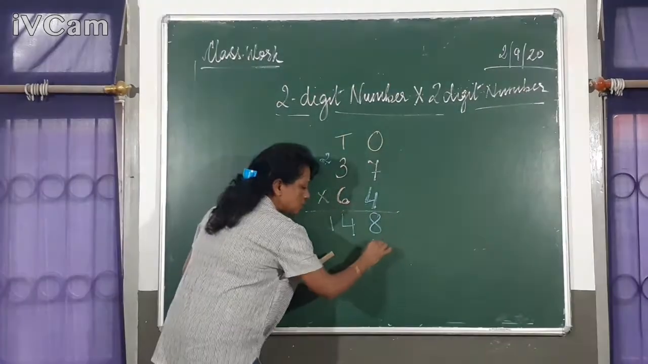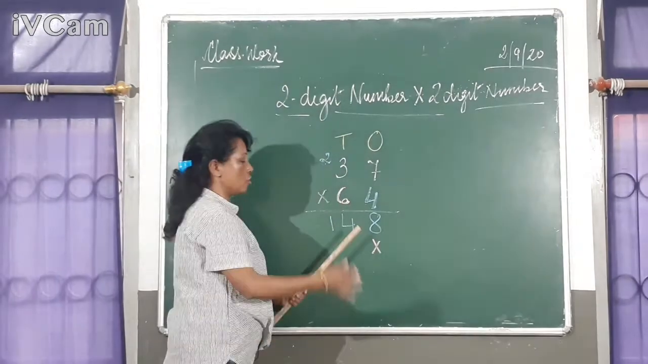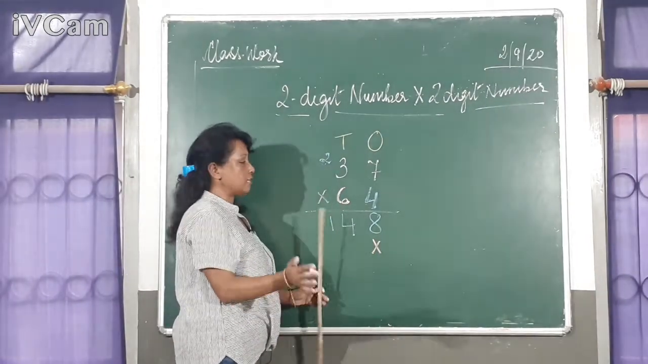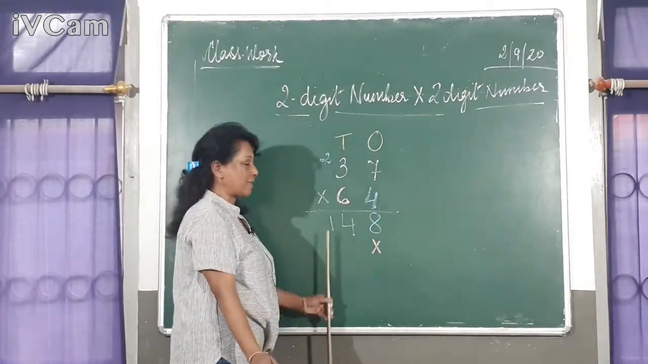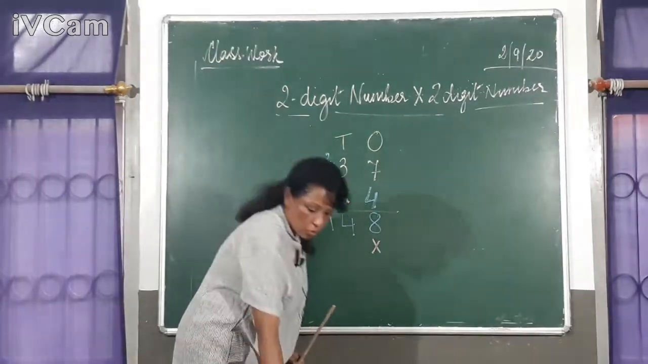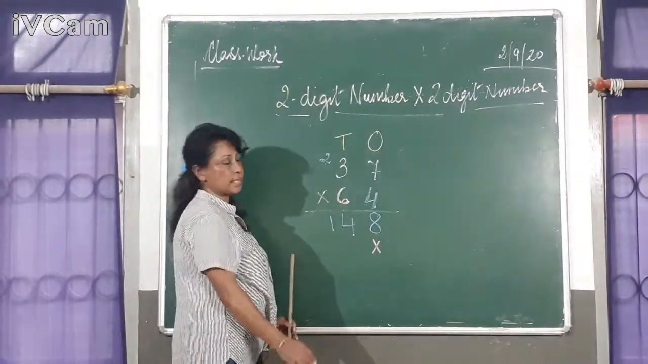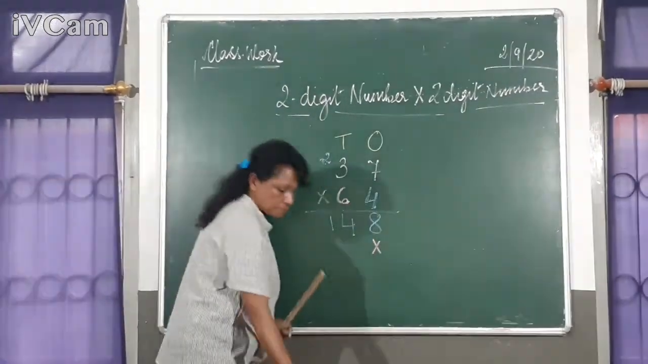So the ones place you leave. You can either put a 0, leave it blank, or put a cross. I suggest you not keep it blank, because again you get confused. 0 also I think is not appropriate. So it's better you put a cross. Makes sense. So put a cross.